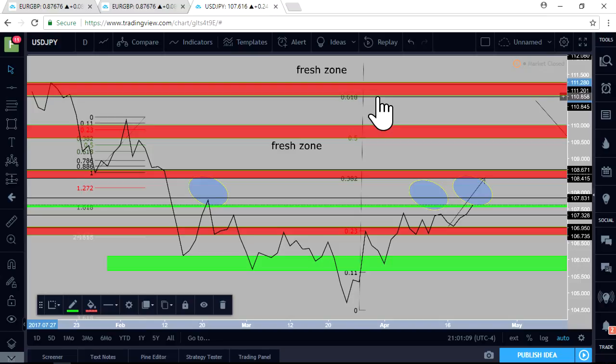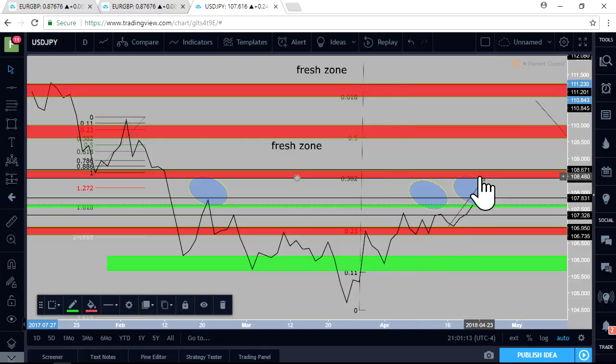This is why I'm entering multiple trades on this one. Okay? Boom, target, pullback, entry. Boom, target, pullback, entry.